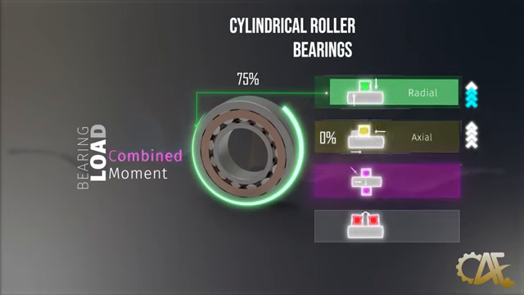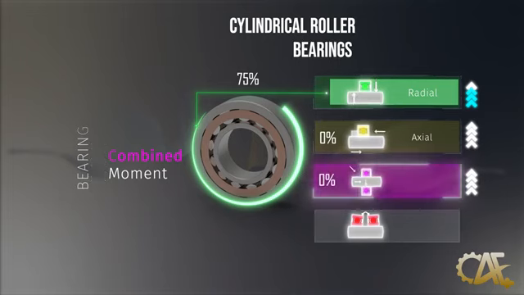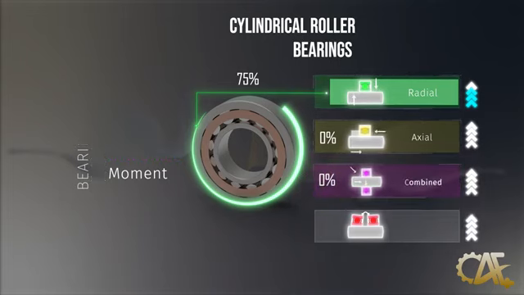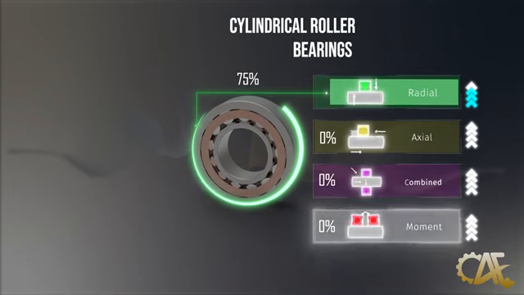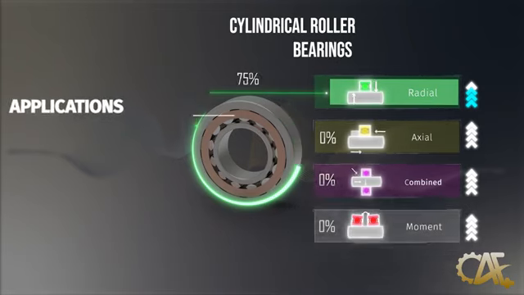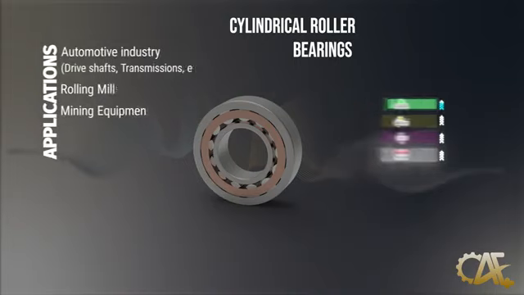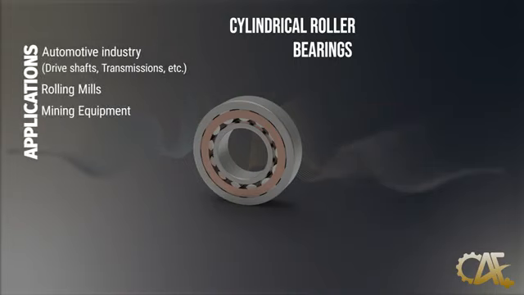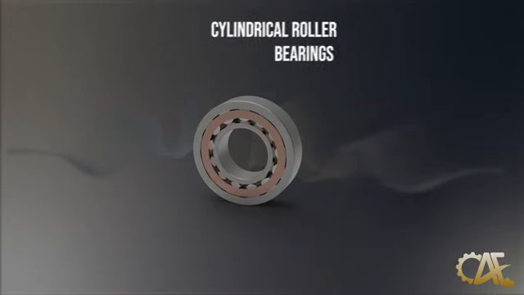Although adjustments can enhance its axial load capacity, in its unmodified form, the cylindrical bearing is not ideal for either axial or combined loads. Furthermore, its ability to handle moment load is limited unless it's paired in opposing directions. Ultimately, these bearings shine in applications demanding heavy radial load, making them top choices for drive shaft bearings, rolling mills, and mining equipment.